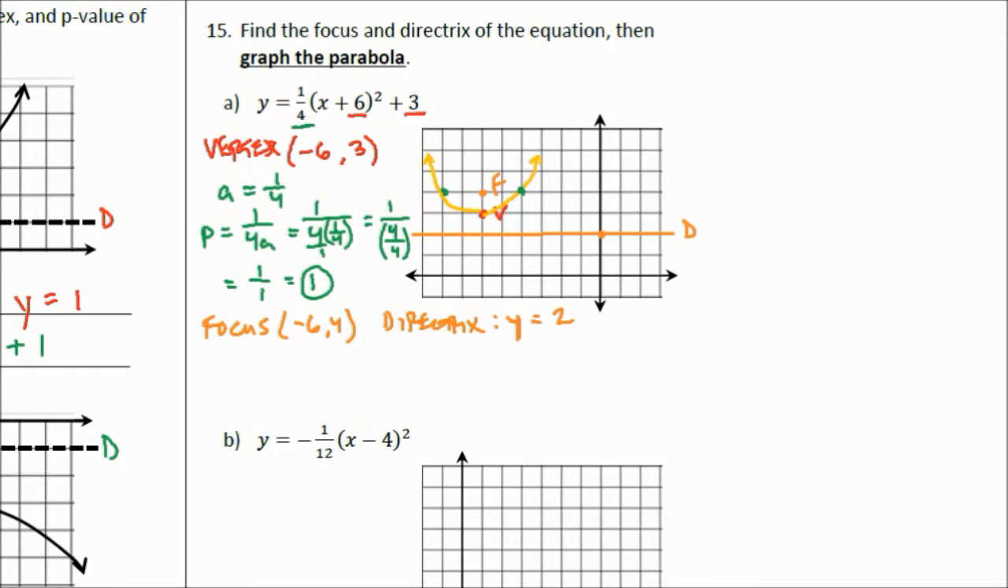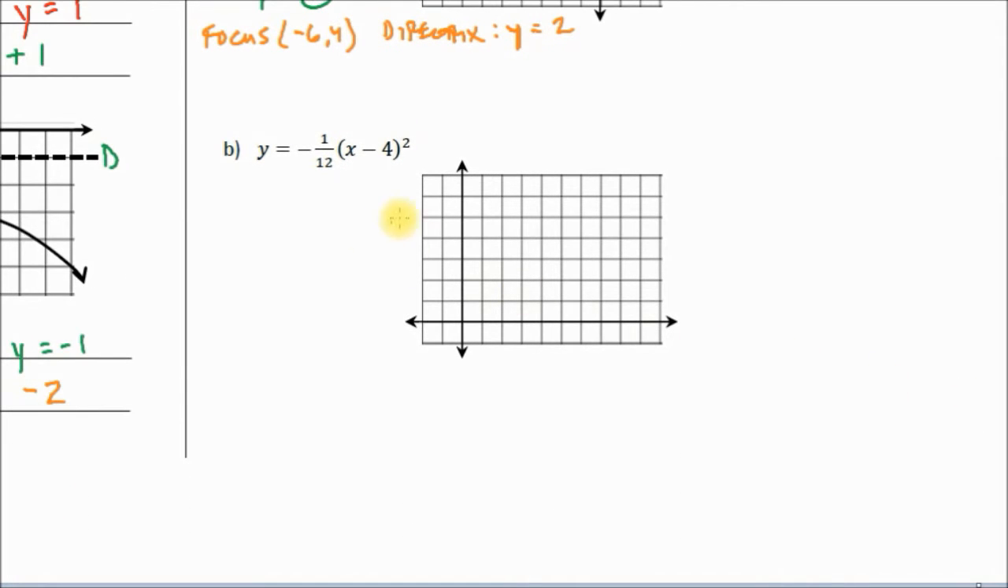Same thing, what's the focus and directrix? And then graph the parabola. Alright, again, we know what our vertex is. Our vertex is h, and look, there's no k value. It's like having a plus 0 there. There's no k value, so I know k is 0. Our h value, we flip the sign. So negative 4 becomes positive 4. There's our vertex at 1, 2, 3, 4, 4, 0.